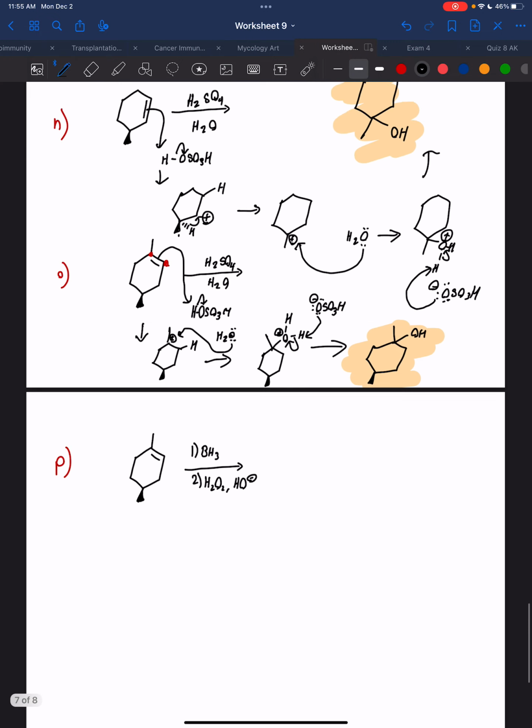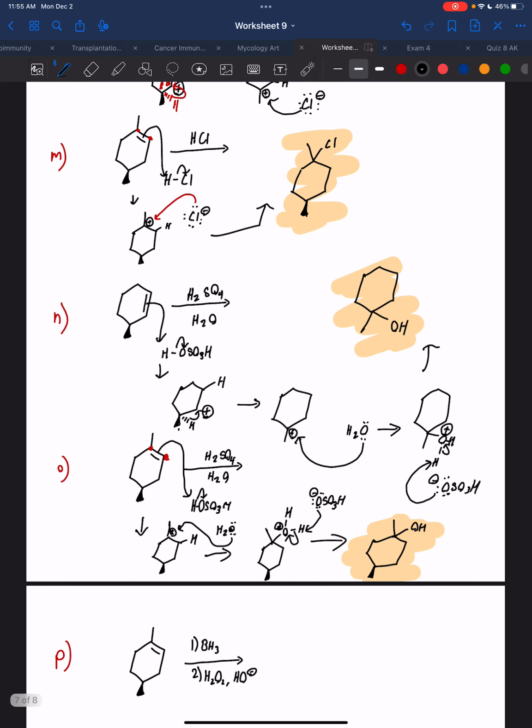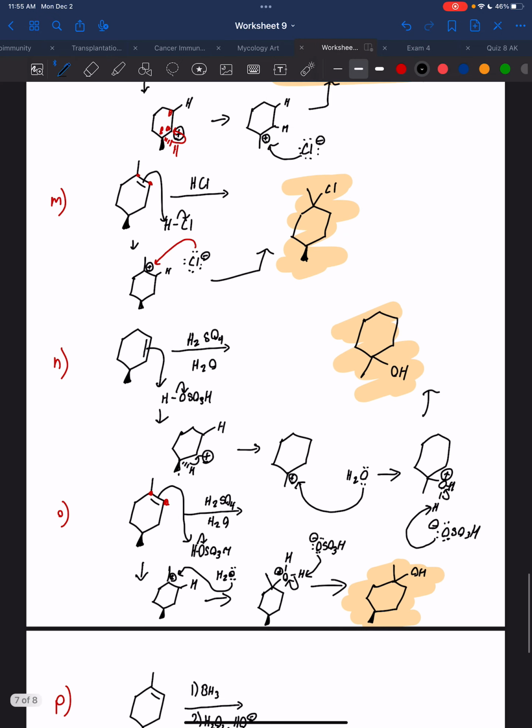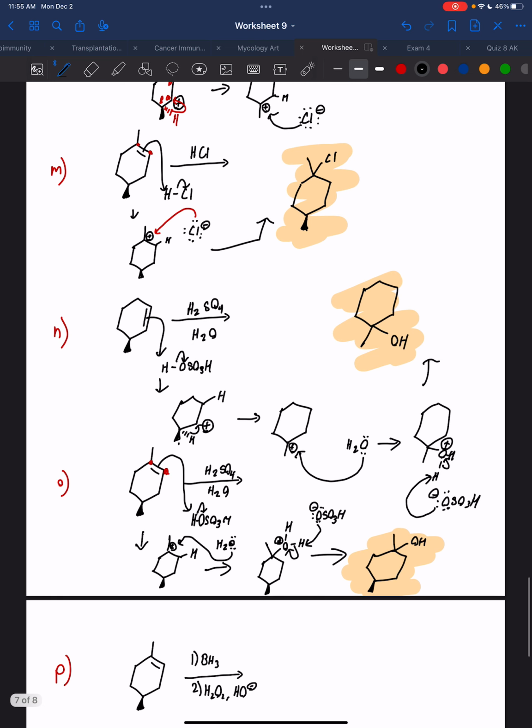Okay, and then any notes that I have on this one, let me check. So the only notes that I have for these reactions, I'll write them right here, is that you do form a carbocation, and therefore, if you form a carbocation, look out for rearrangements.